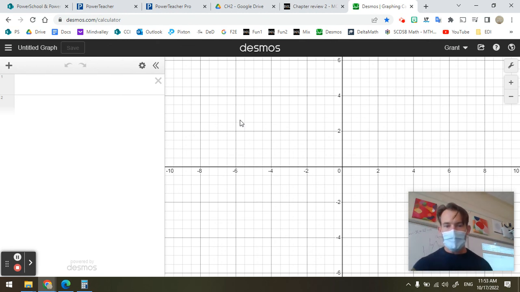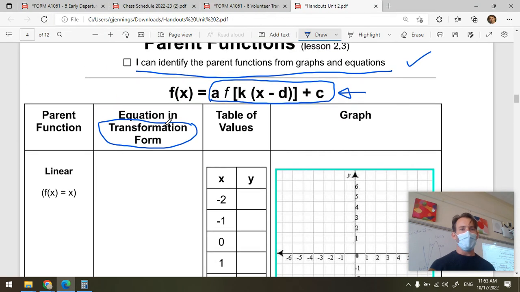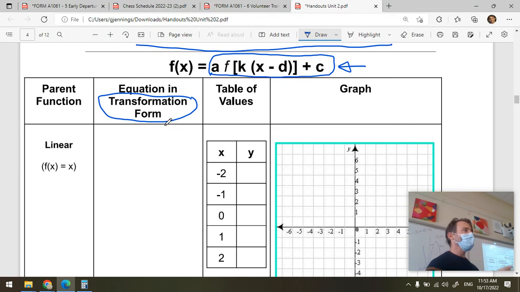Okay, let's go. Our first parent function: what's this idea of a parent function? Well, it's the simplest function in a family of functions. It's the function from which all of its variations are derived. So we have a linear family of functions, and the basic one is just y equals x. f(x) = x, or y = x, is the parent function.